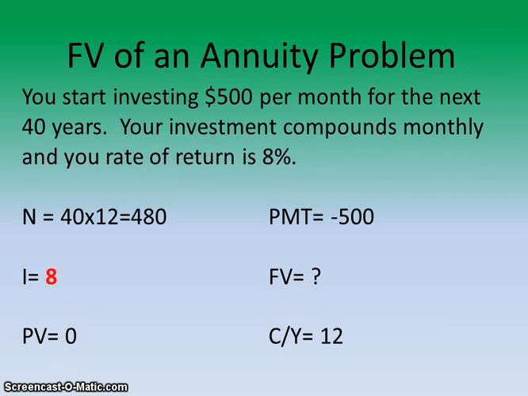Alright, future value annuity problem. Here's another one. This time we're going to make one change to the problem. Instead of going with a 5% return, we are now going to go with an 8% return. You can notice I bolded and colored the change in the problem. So keeping everything the same except for the interest rate, see if you can calculate the new answer.